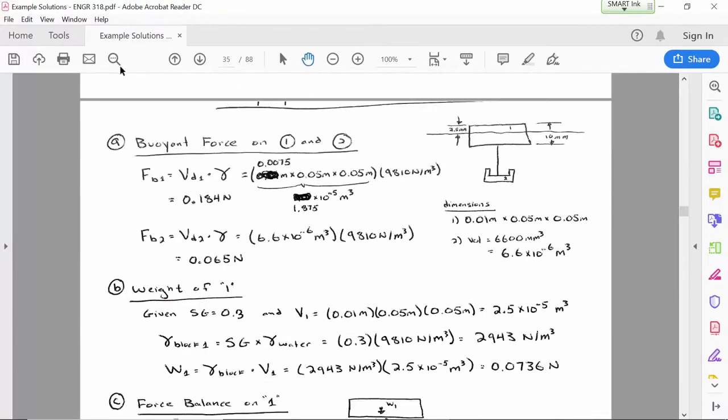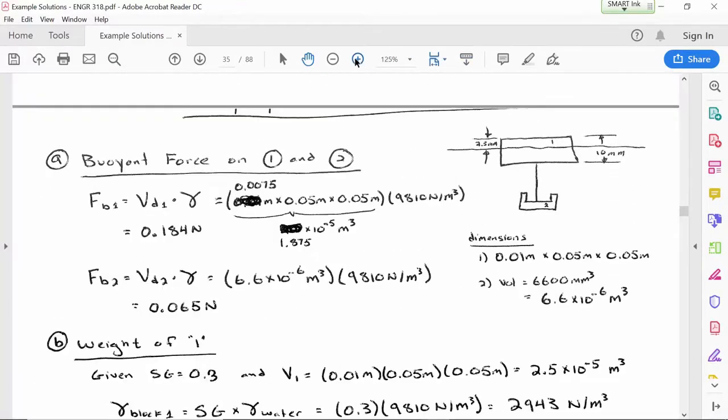All right, so the first thing we've got to do is find the buoyant force on both of the objects, and the buoyant force depends only on the submerged volume. I'm calling them buoyant force 1 and buoyant force 2. Buoyant force 1 is based on the fact that it's submerged 7.5 millimeters out of the 10. For buoyant force 2, we just use the given submerged volume, and you'll notice I converted from cubic millimeters into cubic meters.